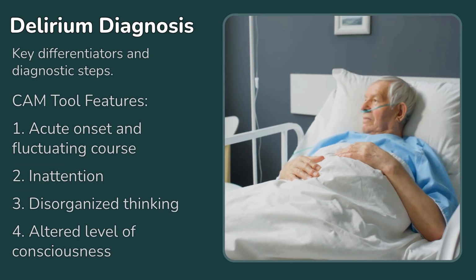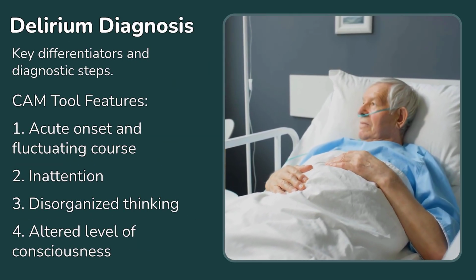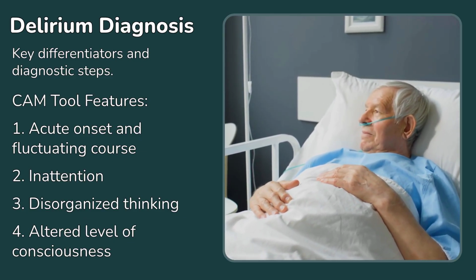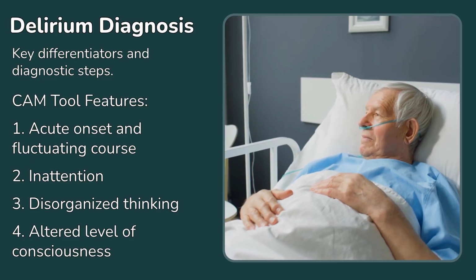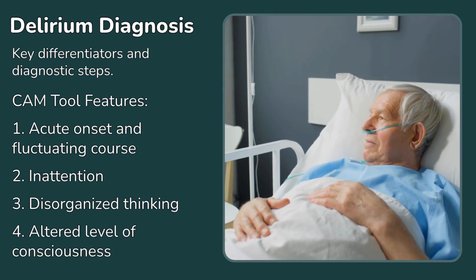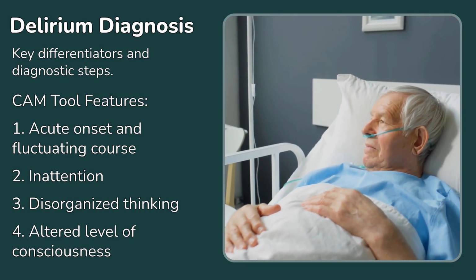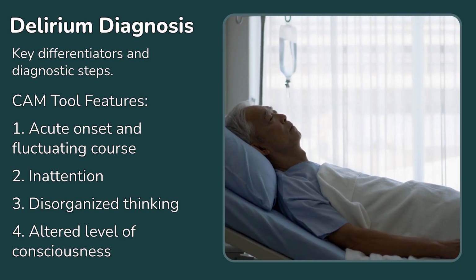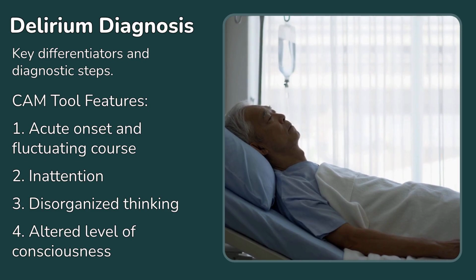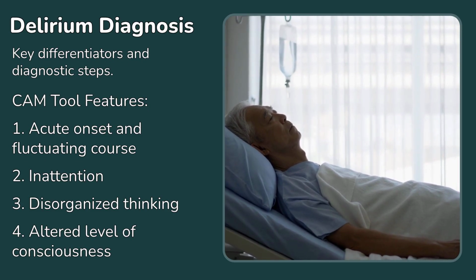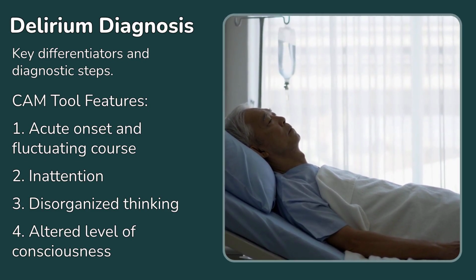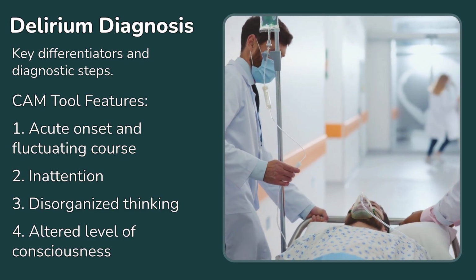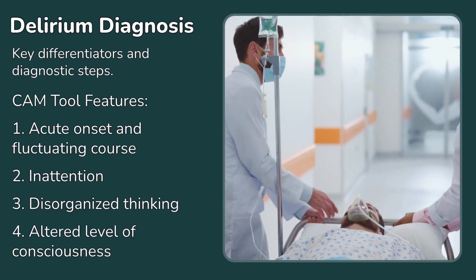For NCLEX, you must understand both the DSM-5 criteria and the CAM tool. The 4 CAM features: acute onset and fluctuating course, inattention, disorganized thinking, and altered level of consciousness. To diagnose delirium using CAM, you need features 1 and 2 plus either 3 or 4. The biggest differentiator between delirium and dementia: altered level of consciousness. If the patient is lethargic, hyperalert, or fluctuating in alertness, that's delirium.